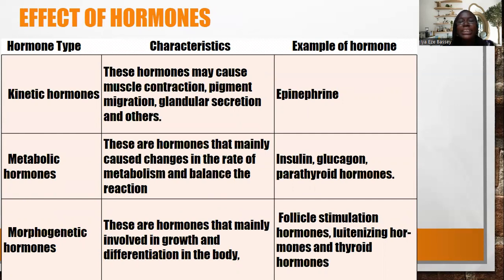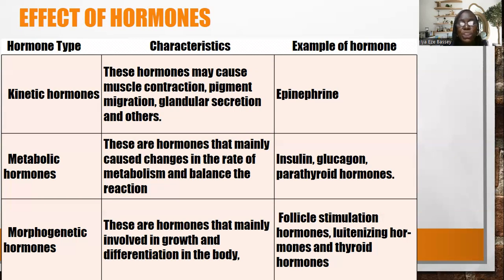What are kinetic hormones? Like the name implies, they are hormones that cause movements like muscle contraction, pigment migration, glandular secretion, and other things. A very good example is your epinephrine. Then your metabolic hormones are hormones that mainly cause changes in the rate of metabolism and balance the reaction. They include things like insulin, glucagon, parathyroid hormones.